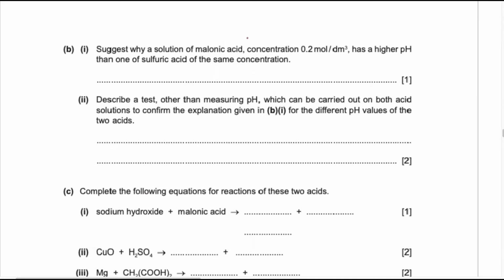Suggest why a solution of malonic acid, concentration 0.2 mole per dm³, has a higher pH than one of sulfuric acid of the same concentration. So basically because it is a weak acid. So we write down: malonic acid is a weaker acid.